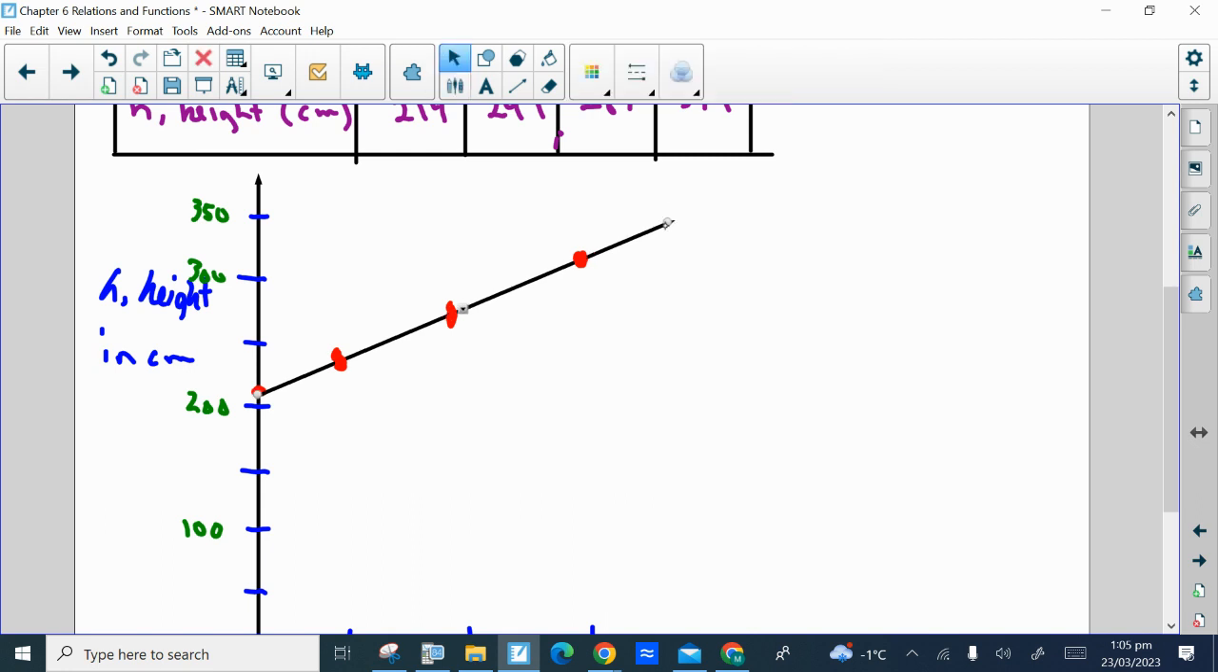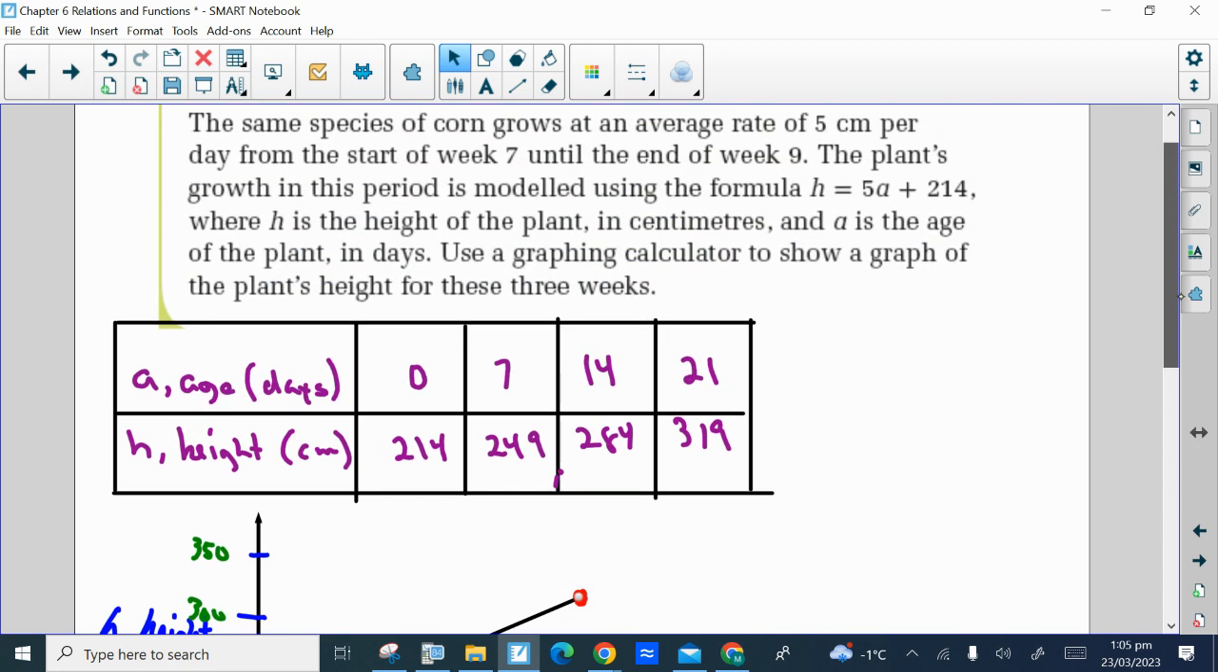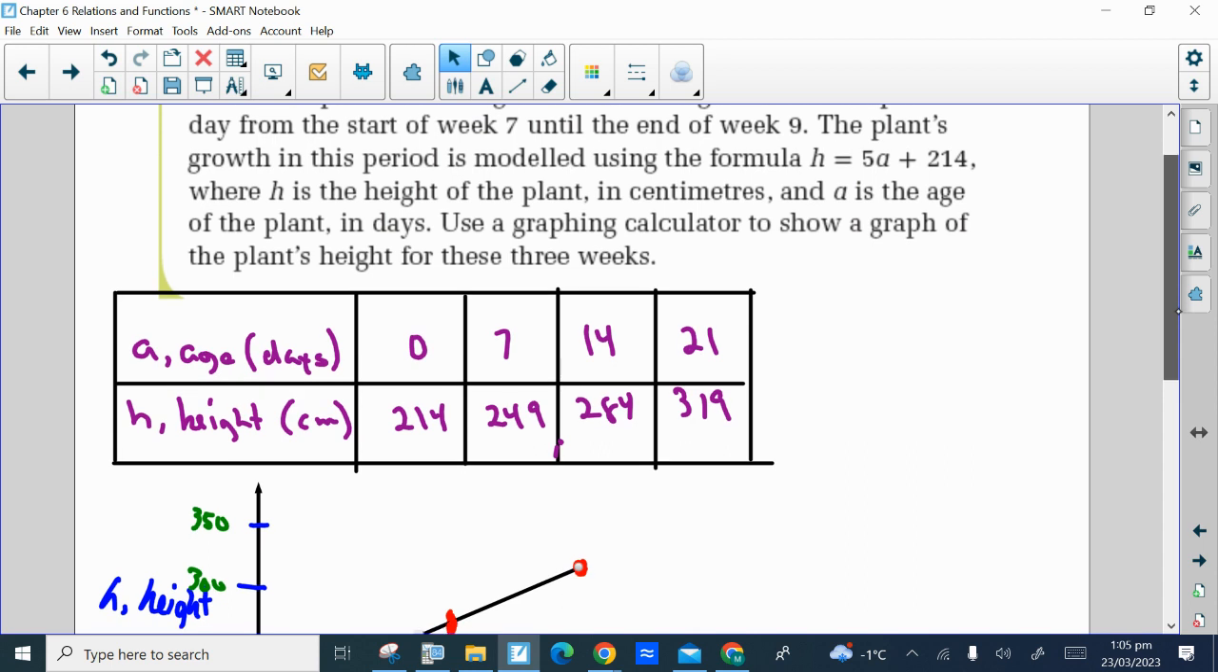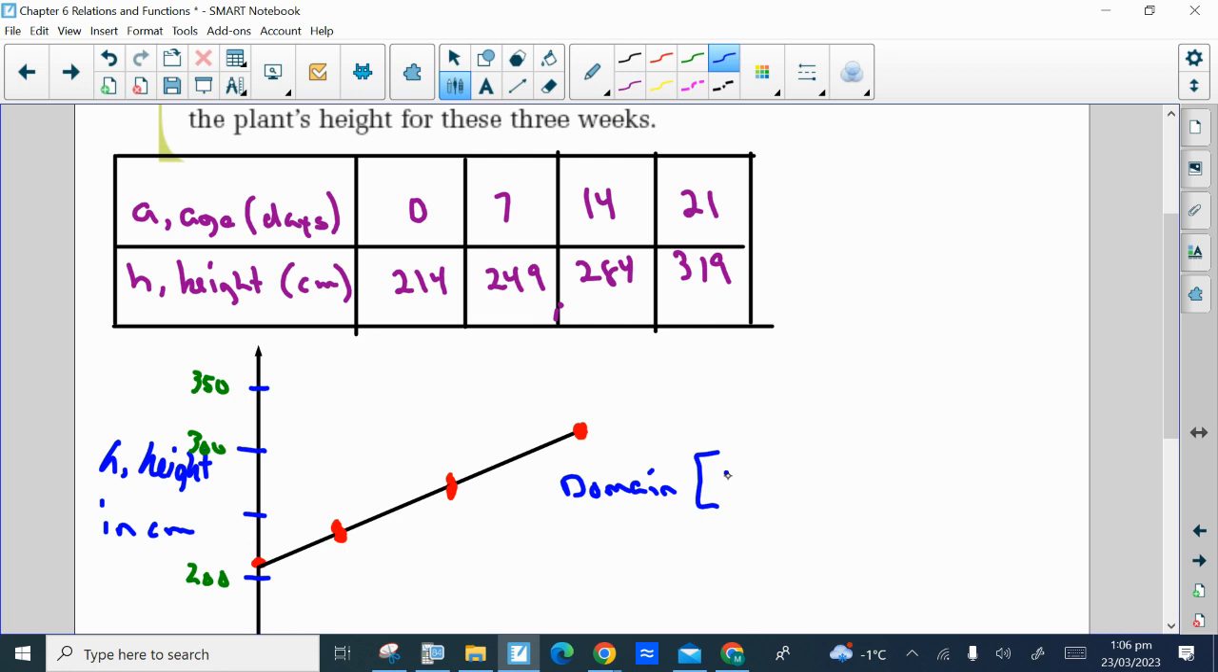Now, in this situation, the line will actually stop at that point. Even though the plant continues to grow, this experiment is only lasting a certain number of days. It's only going till the end of week 9, or for 21 days. So because of that, if we're going to write our domain and range, we will have to keep that in mind. Our domain would only go from 0 to 21 days.